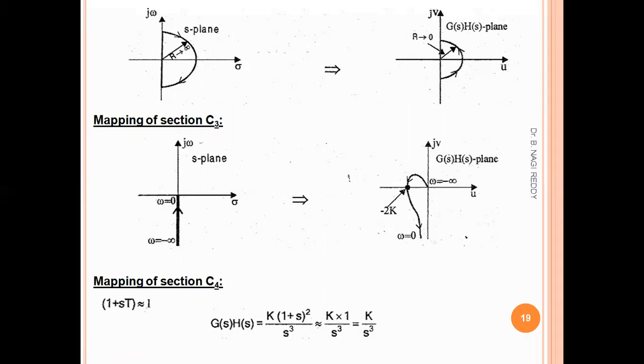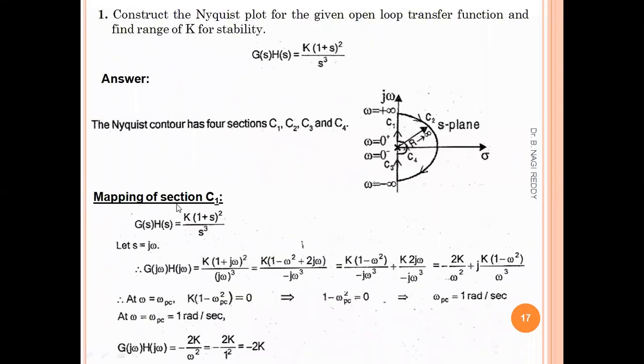Coming to section C3, this section C3 is a straight line. You can see this section C3 is coming from minus infinity to 0. A straight line which is very similar to the C1 section. But the C1 curve is opposite to C3, because C3 is coming from minus infinity to 0, while C1 is going from 0 to infinity. So C3 is the mirror image of C1.